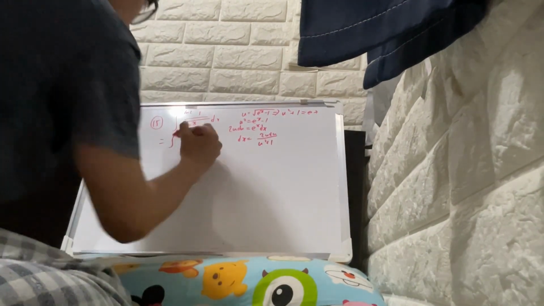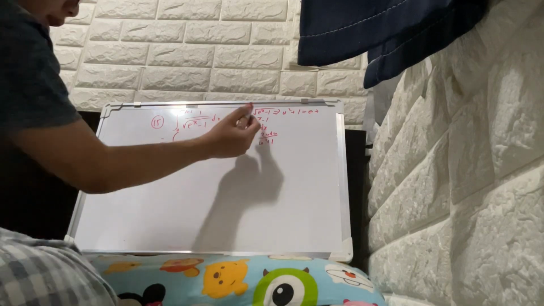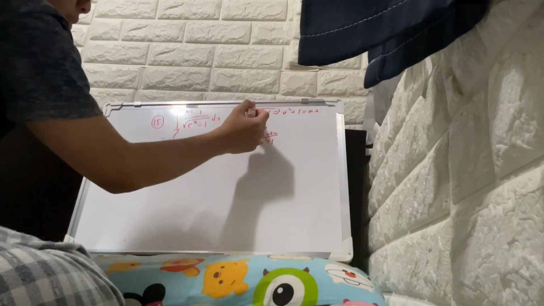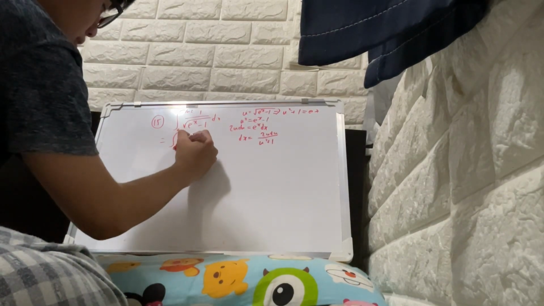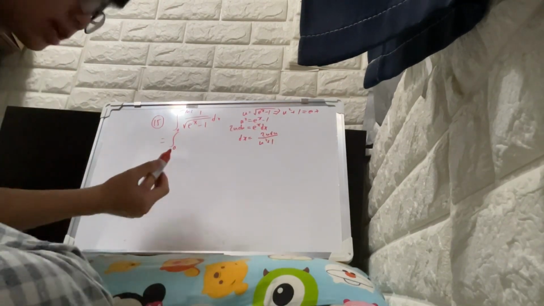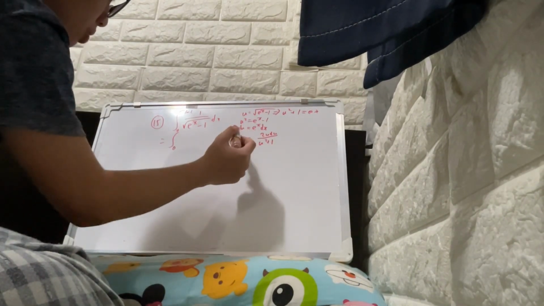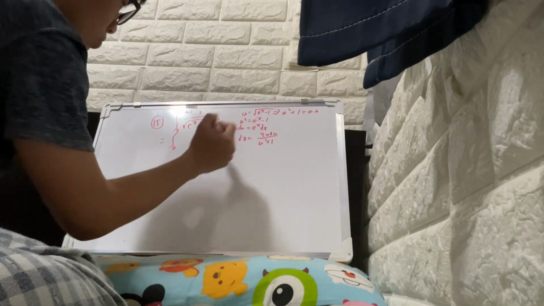So what's our lower limit? Put it inside. E power of 0 is 1. 1 minus 1 is 0, square root of 0, you get 0. And then put ln 2 inside. You get e power of ln 2, which is 2. 2 minus 1 is 1, square root of 1 is 1.